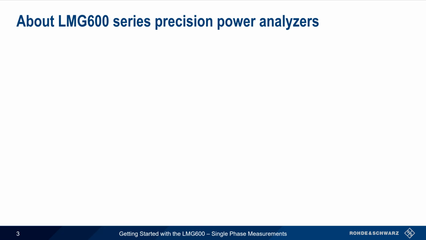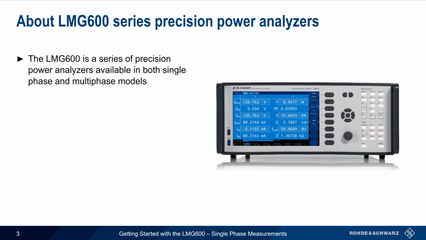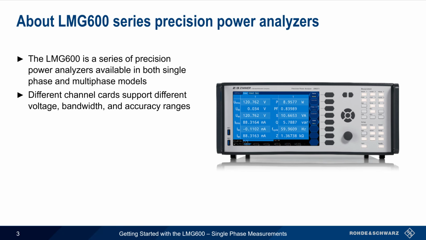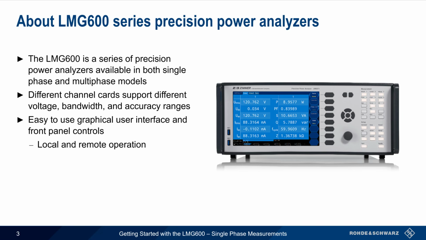Let's start with a very brief instrument overview. The LMG600 series of precision power analyzers is available in both single-phase and multi-phase models, with different channel cards supporting different voltage, bandwidth, and accuracy ranges. The LMG has an intuitive graphical user interface and front panel controls, and it can be operated locally or remotely. The LMG also supports programmatic control and test automation.